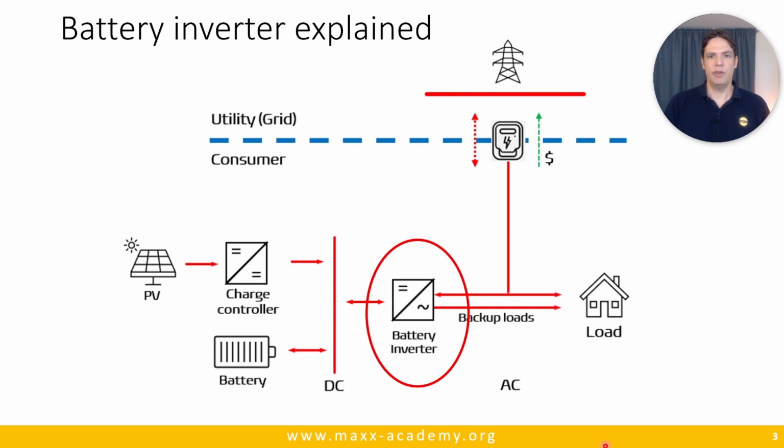So the battery inverter is basically located between the AC and DC part of your system, and its main function is to convert direct current into alternating current and vice versa. It basically converts the 48 volts DC on this side to 220 volts on this side, and the other way around as well, 220 volts into 48 volt DC. It basically manages the flow of energy between the DC and AC sides of your system.